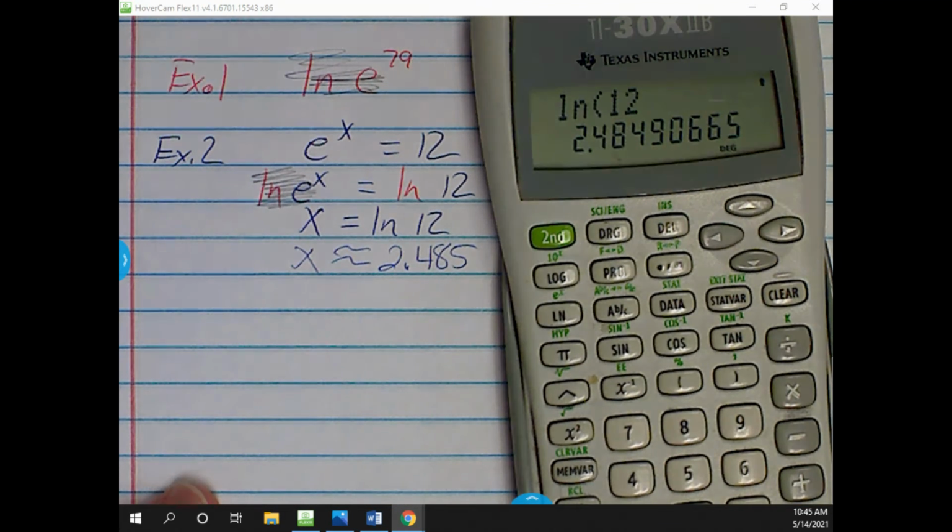If they went for 4 decimal places, it would be 2.4849. They'll tell you, and again, every problem I looked at, they were all a little bit different. Some of them were 1 decimal place, some were 2, some were 3. But that's all you got to do. Just use your LN button that's here.